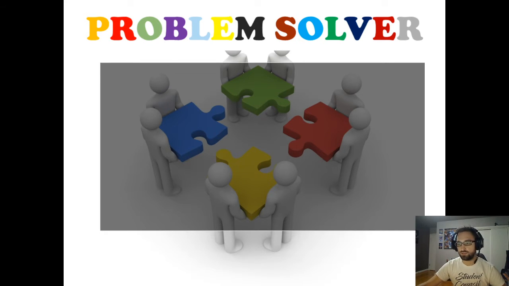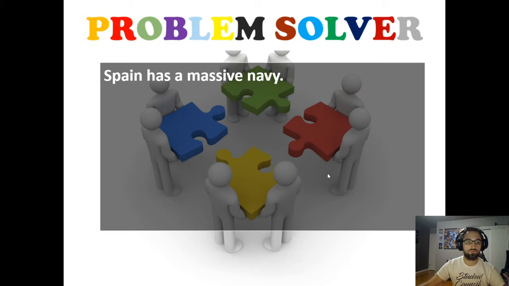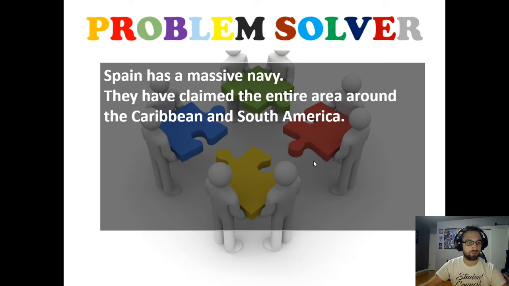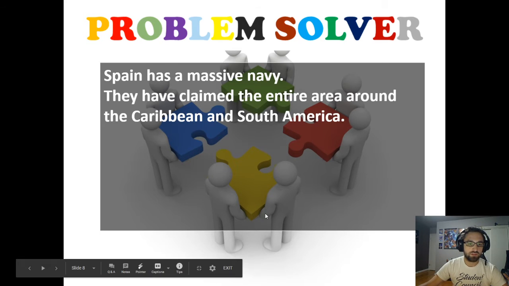So next, we're going to get into a little problem-solving activity here. So here's the scenario. Spain has a massive navy. That means they have a ton of ships that are designed for war. They have this massive navy, the biggest navy in the world at this point, and they've claimed the area around the Caribbean and South America.